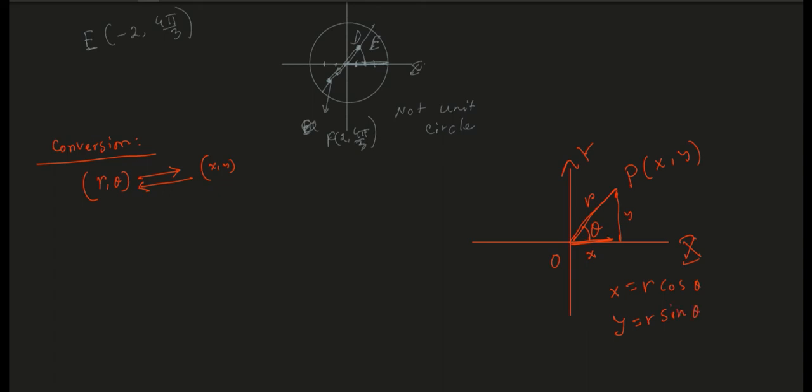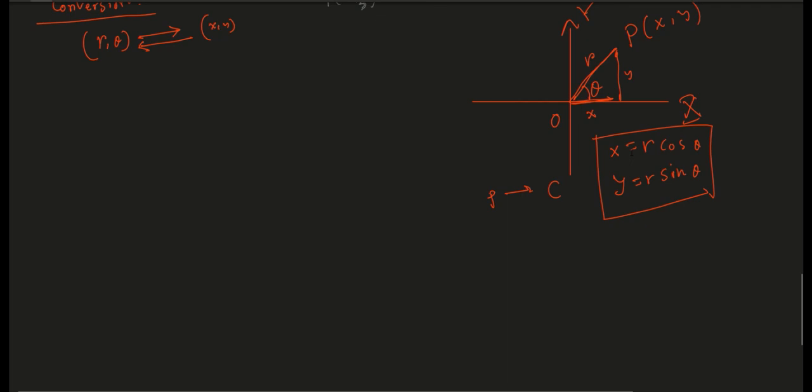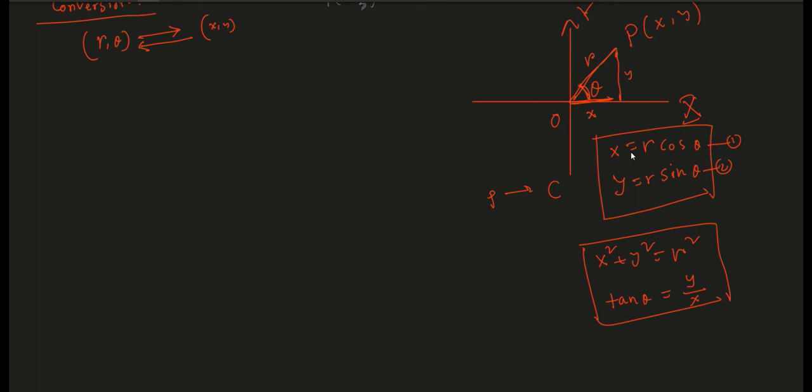So if we are given r and theta, if we want to convert from polar to rectangular, we'll use this pair of formulas. This is for polar to Cartesian. Now if we want to convert back from Cartesian to polar coordinate, we need another pair of formulas: x squared plus y squared equals r squared, and tan theta equals y over x. This relation comes from the Pythagorean theorem. And tan theta, we got by dividing the second equation by the first equation, which gives tan theta equals y over x.